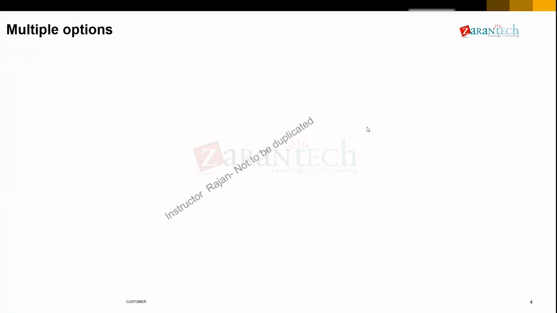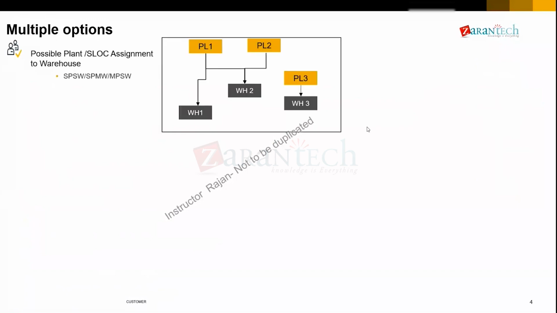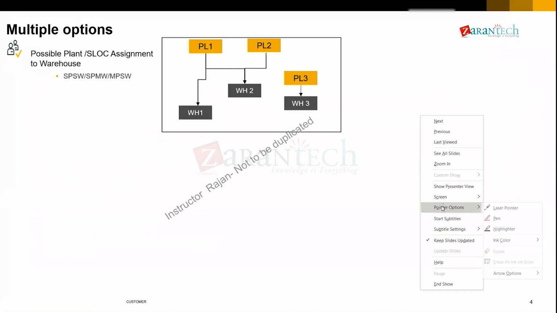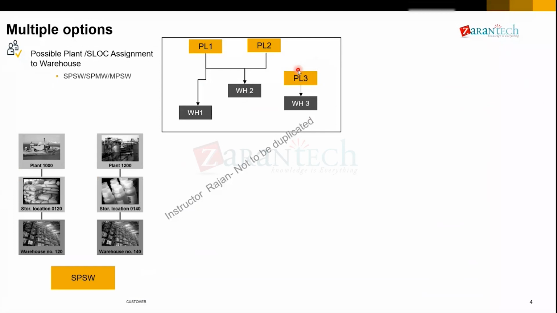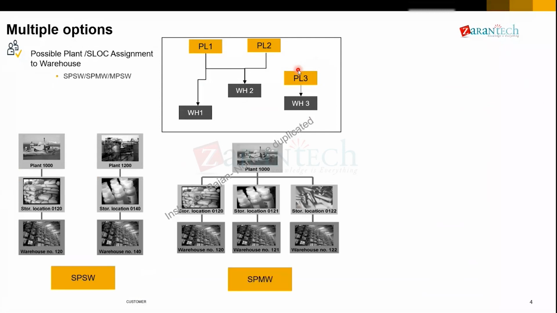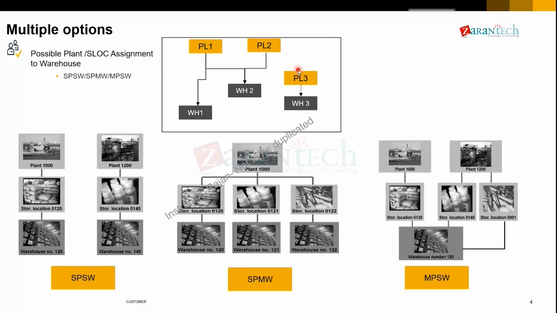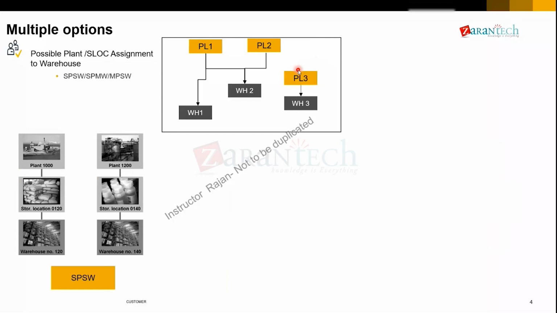So there are multiple options with regards to the plant and storage location assignment. We can have SPSW, single plant, single warehouse, or a dedicated plant warehouse. Single plant, multi warehouse we have, and then the multi plant, single warehouse. So these are the three combinations you see. Just get the point. Done. Any questions on this and on the previous slides?